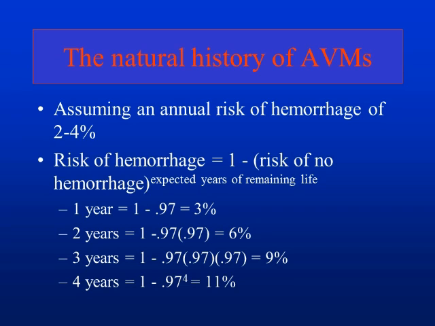And so that means the risk of hemorrhage is 1 minus the risk of no hemorrhage, which for this purpose we'll say is 97% in 1 year, to the n power, where n equals the expected years of remaining life.